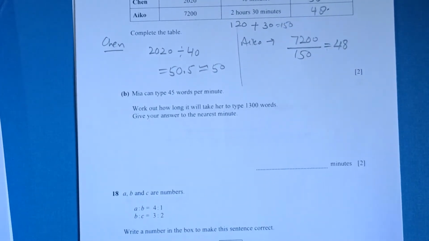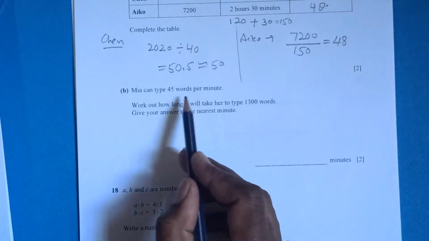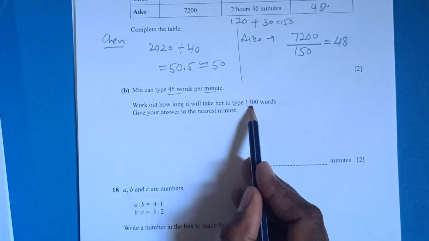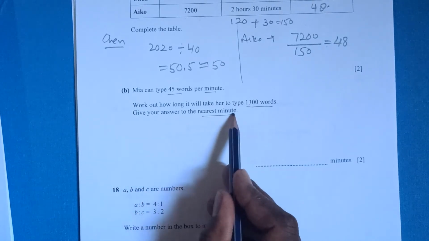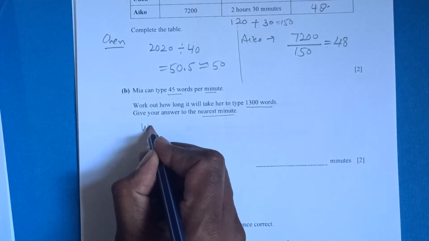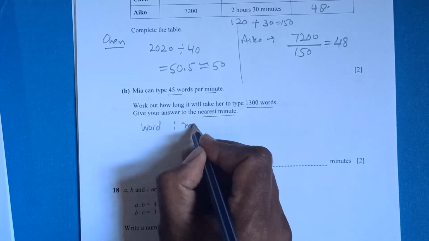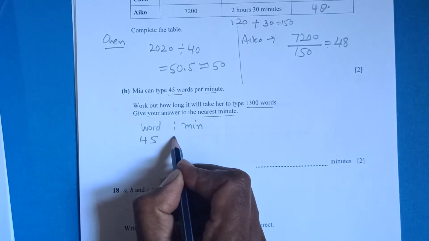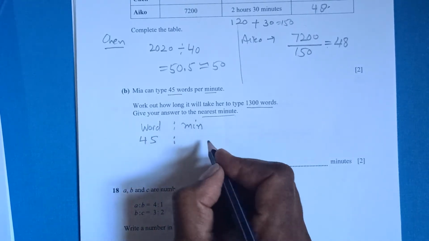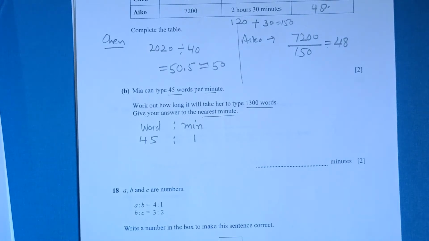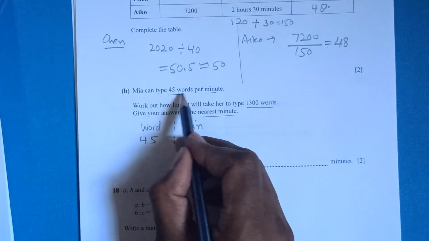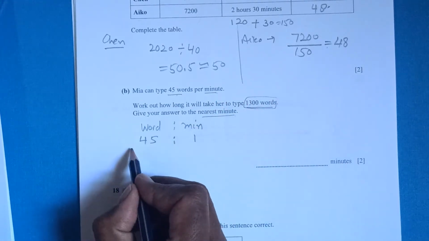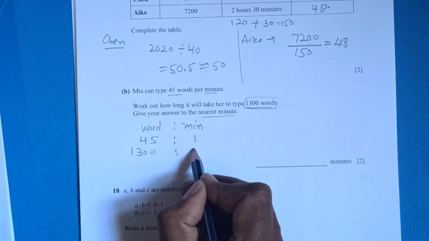Part B. Mia can type 45 words per minute. Work out how long it will take her to type 1,300 words. Give your answer to the nearest minute. So we can write down here the words, then time taken in minutes. So 45 words can be typed in 1 minute. Here 45 words in 1 minute, and then we need to know 1,300 words in how many minutes.